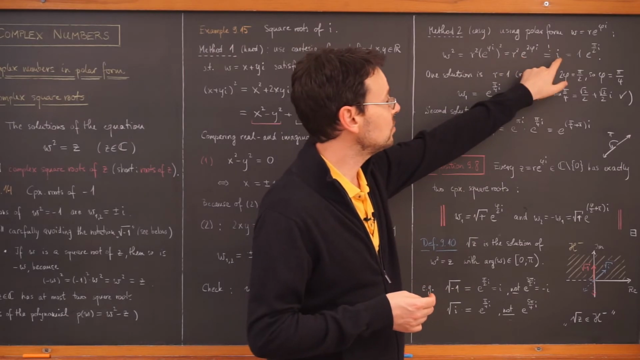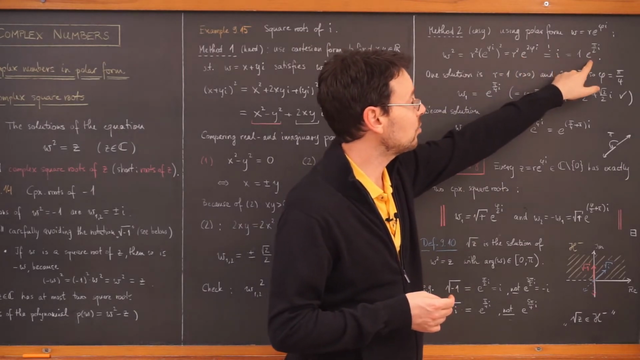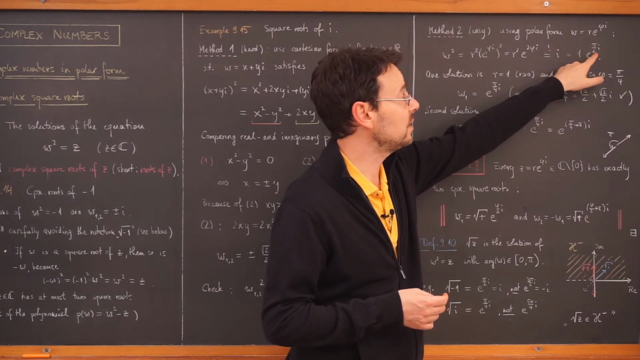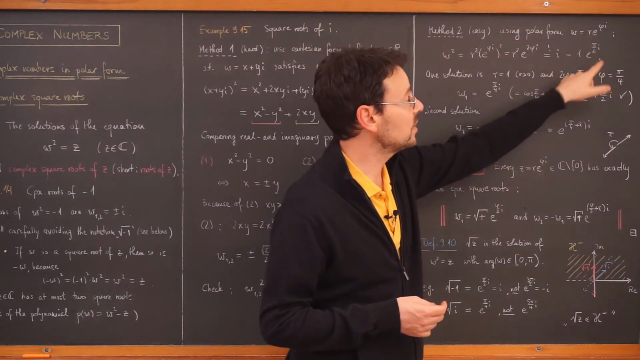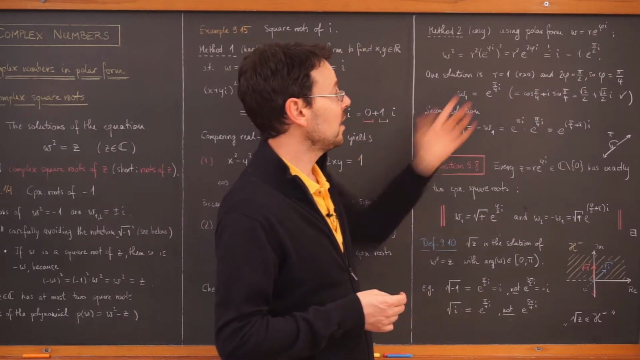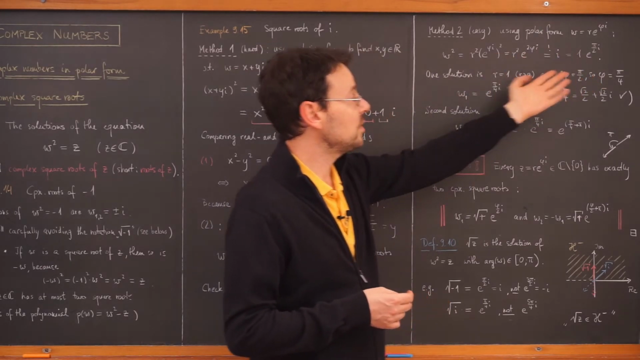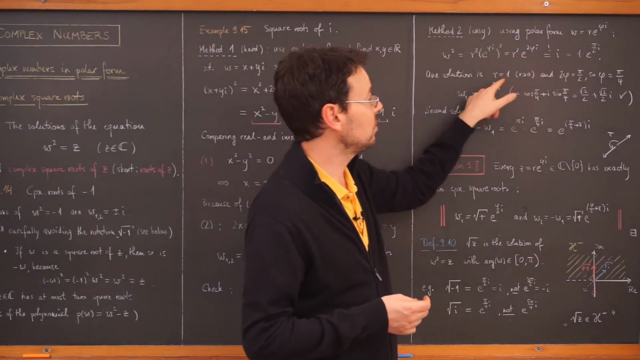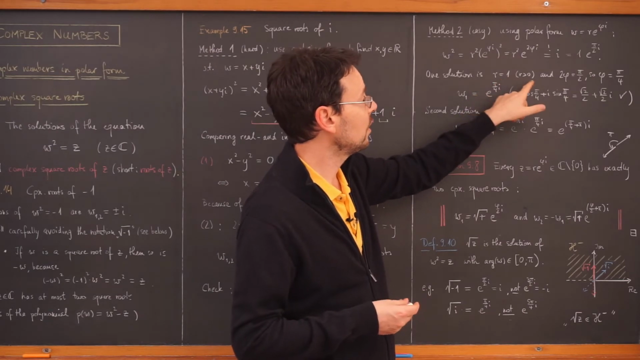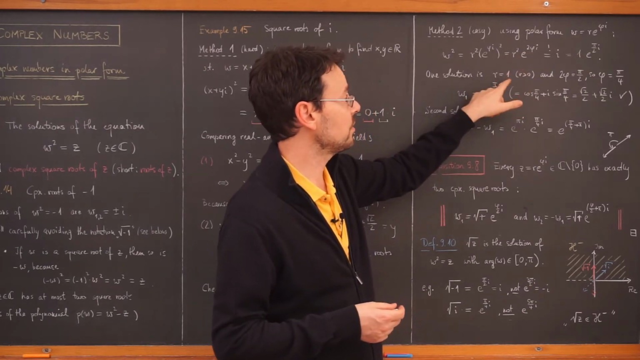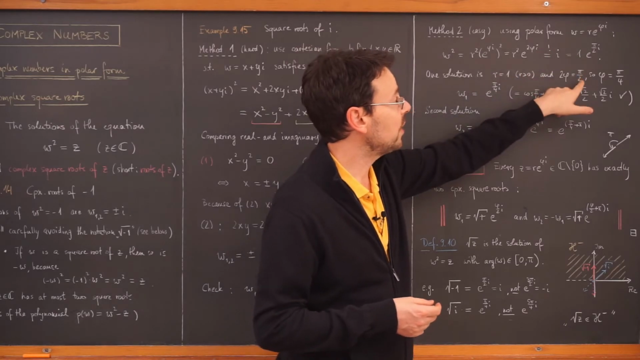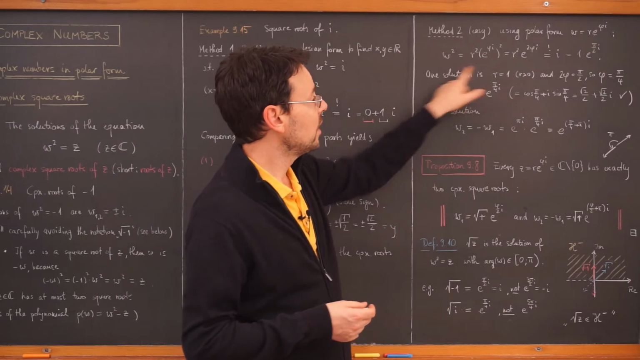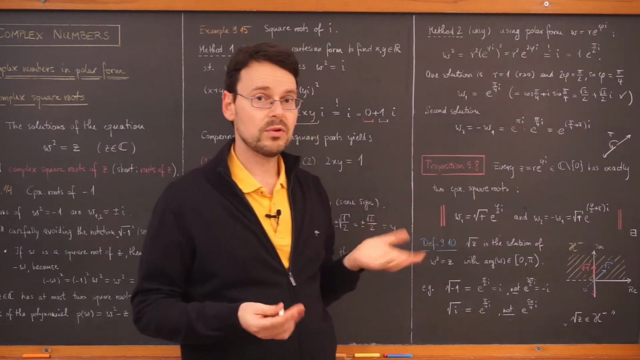And now this needs to be i, so I write i in polar form. Length is 1. The angle with the real axis is 90 degrees or pi over 2. So this is the polar form of i. And now simply looking at this equation, I see one solution at once. I simply take r to be 1. r can't be negative, so -1 is not an option. And 2 phi must be pi over 2. So the first solution for phi is pi over 4. And here we have our first square root of i.